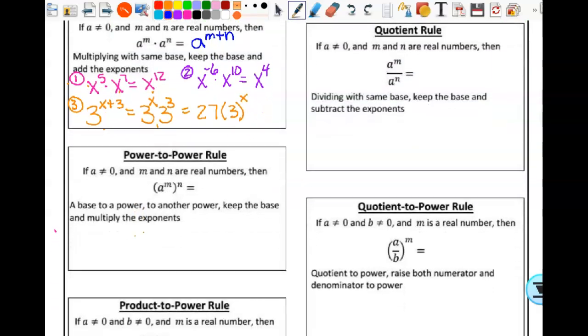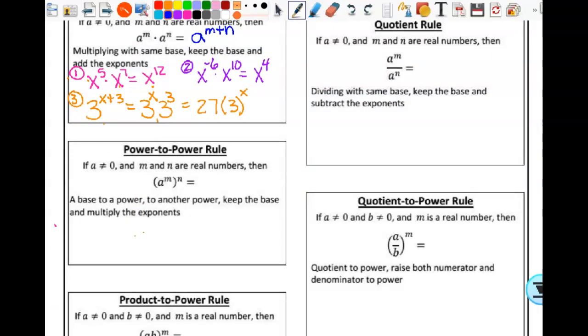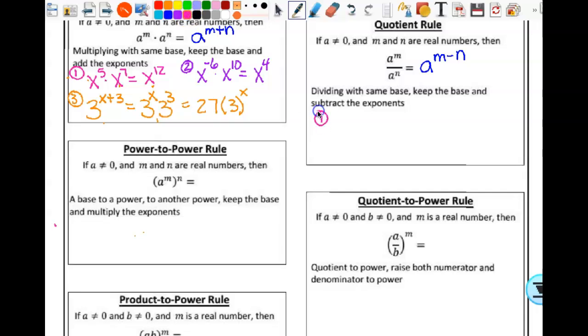Okay. So now let's look at the quotient rule. A to the m over a to the n. What do I do with those exponents? Subtract them. A to the m minus n power. So example number 1, we will do x to the 12th over x to the 5th. What does that give me? X to the 7th. It's basically backwards of number 1 over there, right?